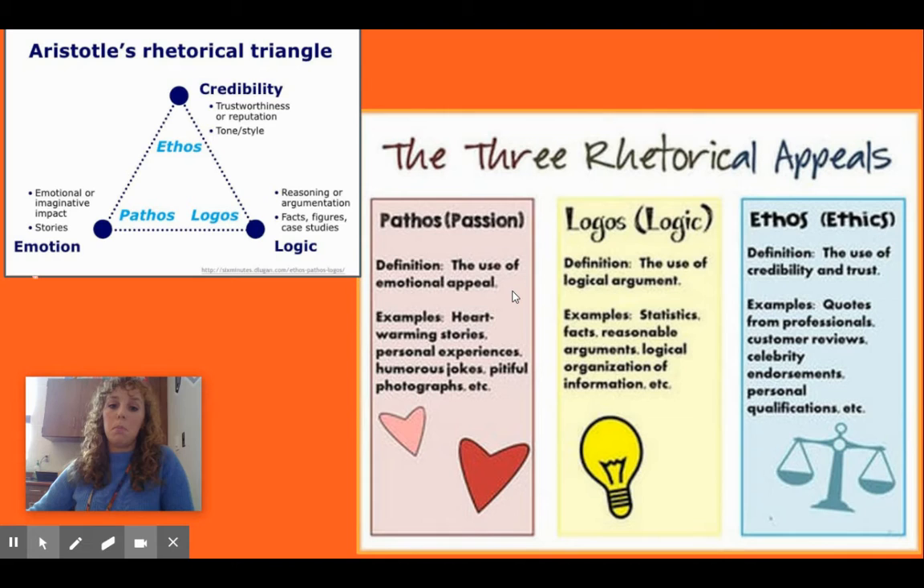So continuing with pathos, we've got heartwarming stories, personal experiences, humorous jokes, pitiful photographs, things like that. If you're talking about puppies and babies and family and whatever you're emotional about. Logos, we've got statistics, facts, reasonable arguments, logical organization of information.